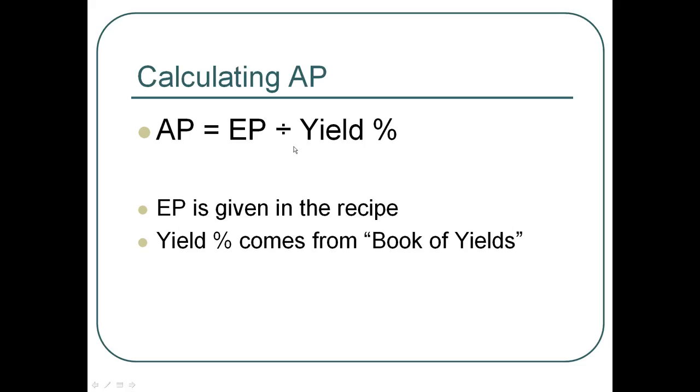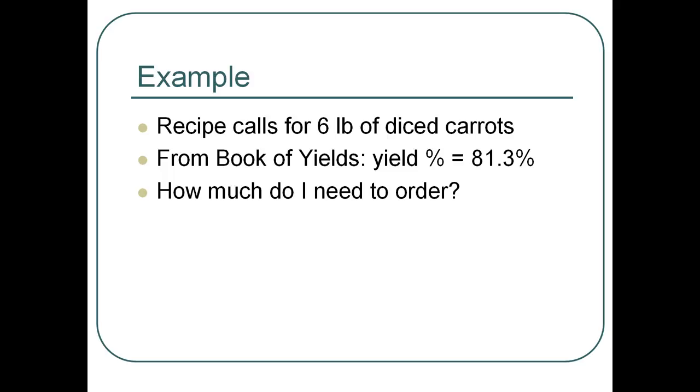So we go to our book of yields, we find the yield percentage, and we'll say the yield percentage is 50%, just to make it really easy. So with a 50% yield, we take 5 pounds divided by 50%, or 0.5, and that tells us that we actually need to order 10 pounds. So we're going to have 5 pounds of usable and 5 pounds of waste, 10 pounds total, because half of it is going to be waste.